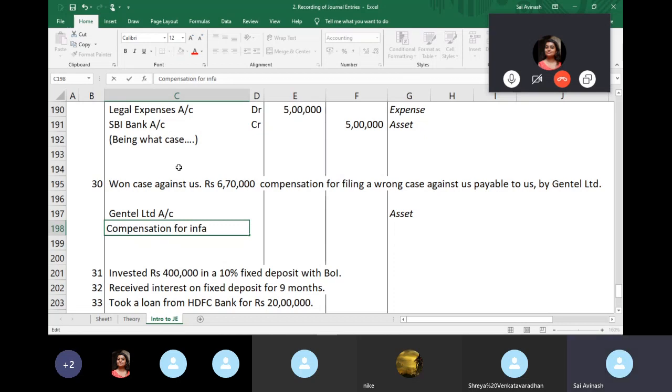Let's say infamity lawsuit. I can't recollect the exact word for it. Lawsuit. But again, the name doesn't matter. What it represents matters. Okay, compensation account.